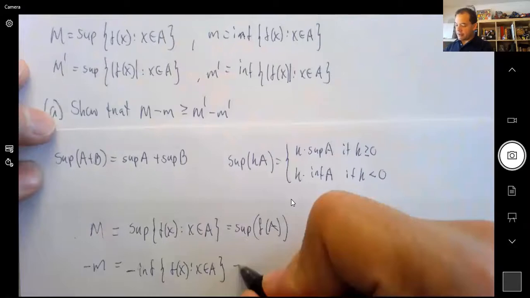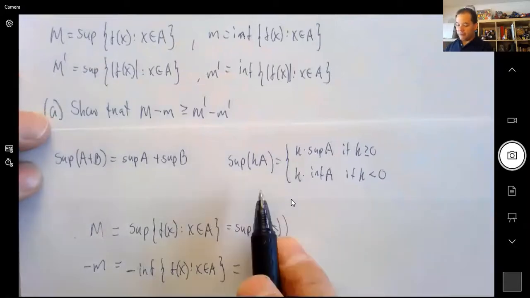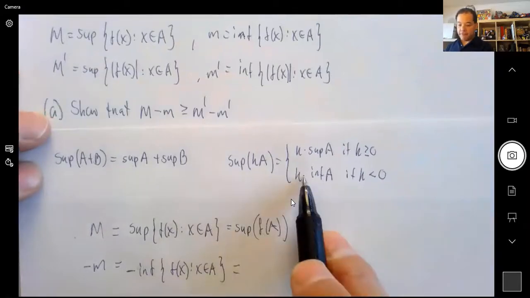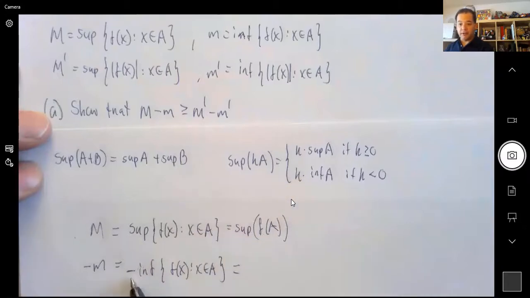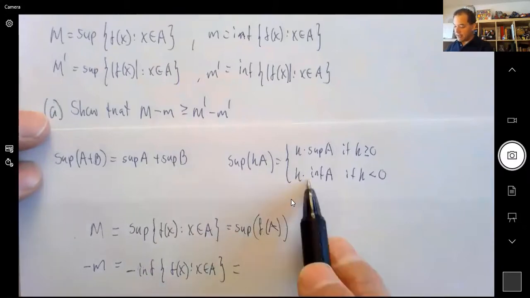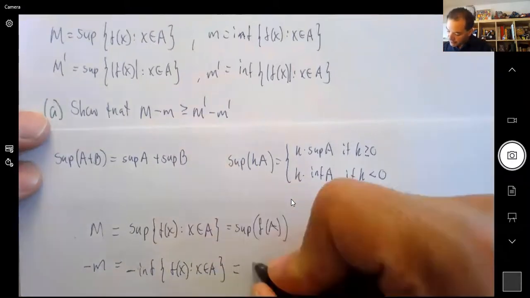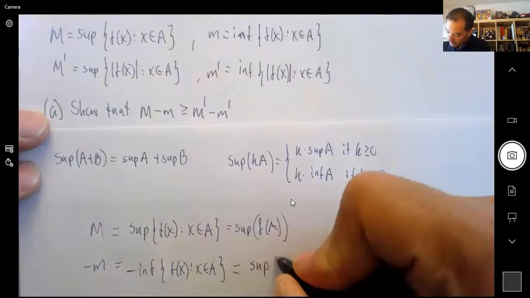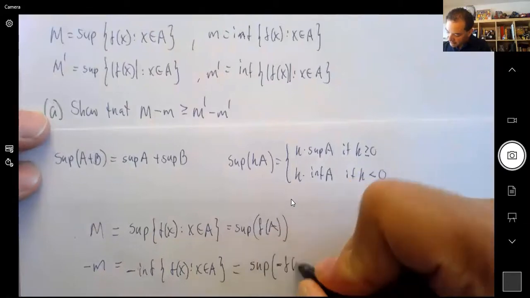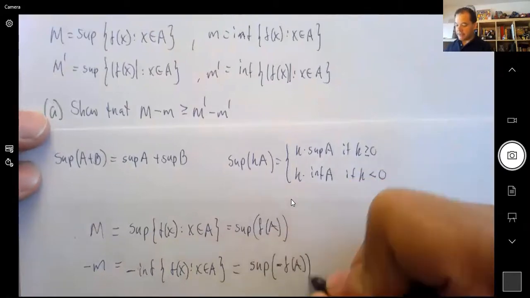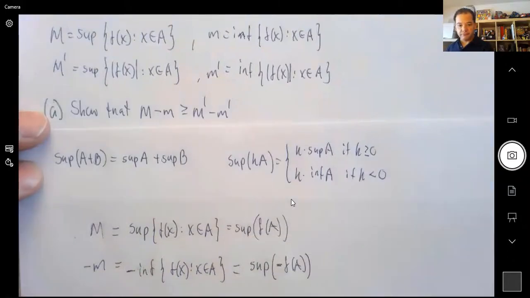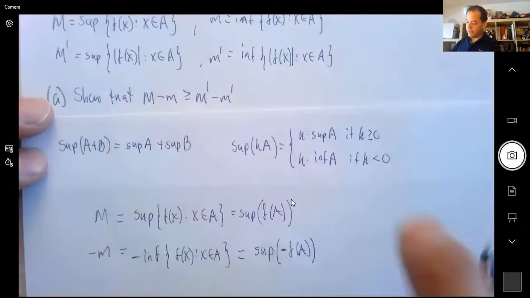And what is it that we said over here? I want to use this property. If k is negative, in this case k is negative 1, then k times the infimum is the same as the supremum of minus a. So this is actually the supremum of minus f of a. Is that clear? By this property over here.